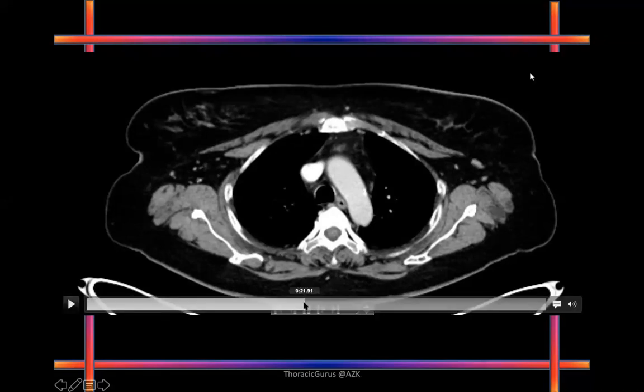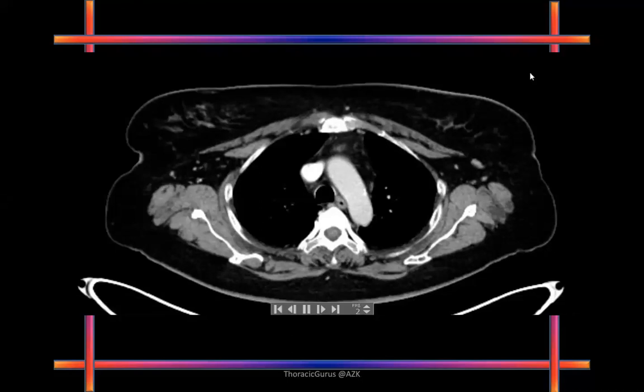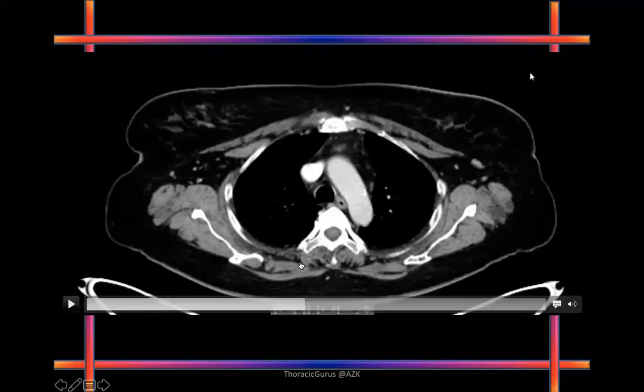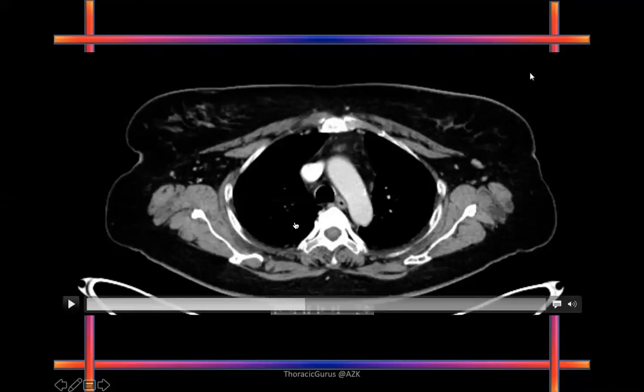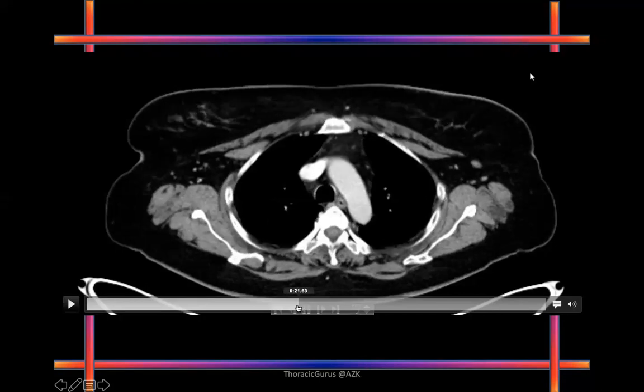Which is the first branch of the aorta? Simple question. From the aorta or the aortic arch? First branch of the aorta. Aorta will be the coronaries. Good, thank you. Okay, let's go back a little bit.